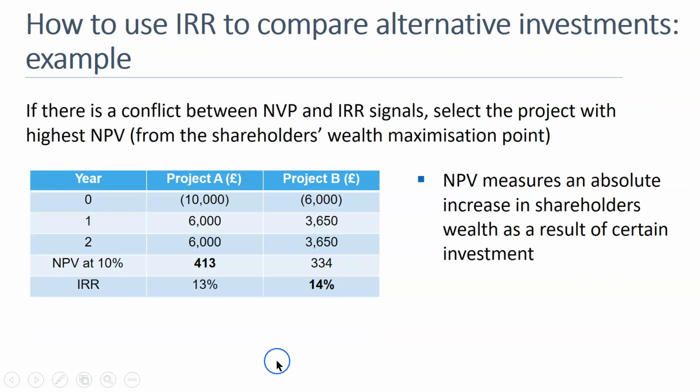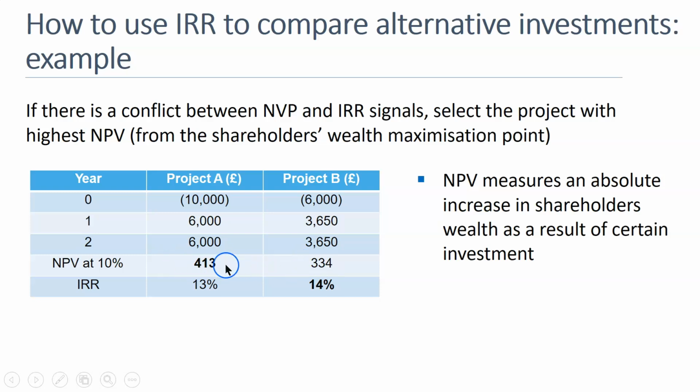As I mentioned previously, there might be situations when there is a conflict between net present value and internal rate of return. For example, we invest in project A, £10,000. It generates £12,000 of cash flows in the next 2 years, which makes its net present value equal to £413. At the same time, project B requires a smaller investment of £6,000 only. It will also generate certain cash flows in the next period, and it will result in a net present value of £334.